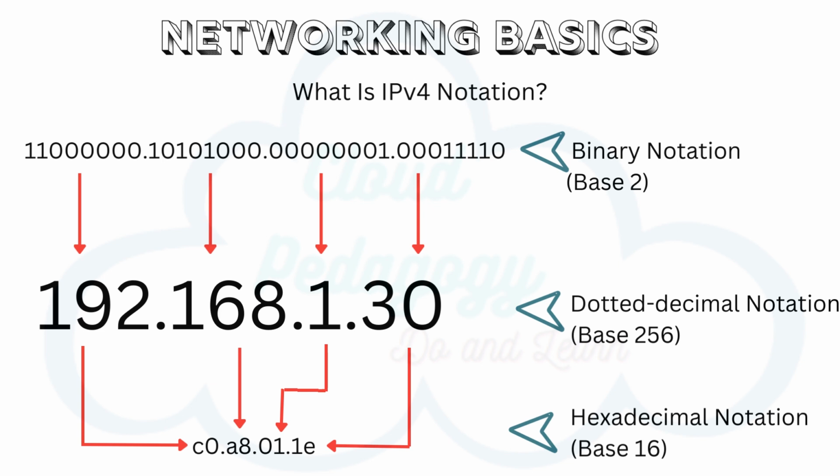In hexadecimal notation, each hexadecimal digit is equivalent to 4 bits. This means a 32-bit address has 8 hexadecimal digits. This notation is often used in network programming.